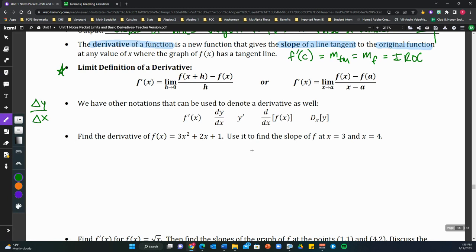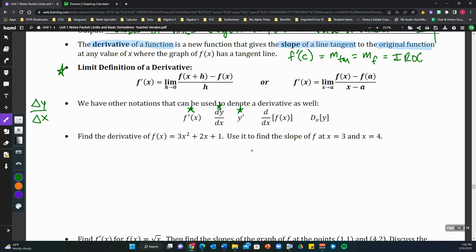Other acceptable notations, y prime. This notation, d dx of a function is really an operator. It's a way of saying I want to find the derivative of this thing inside. Same thing here. I want to find the derivative of this thing inside with respect to a particular variable. So we will really be focused on using these first three more than these other guys. This one will pop up every so often, but it's more for defining rules than when we are actually doing our work.